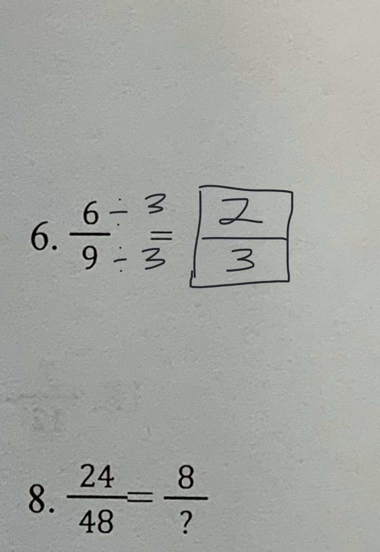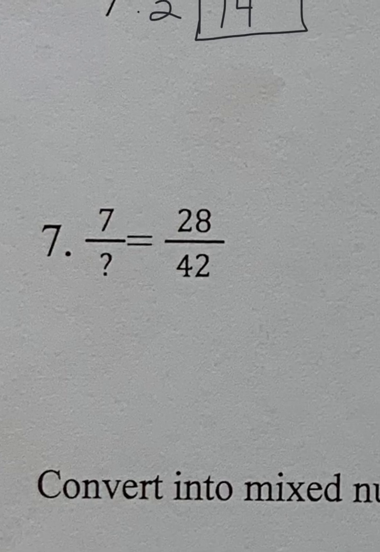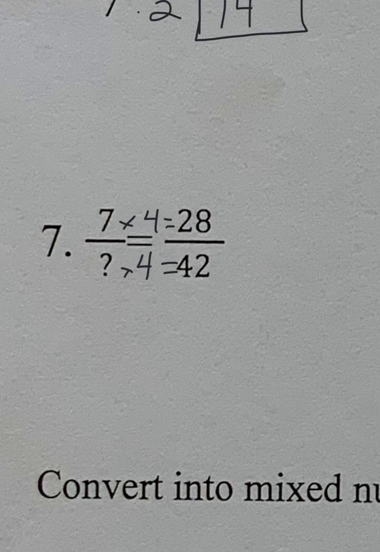Alright, let's move to question 7. This one's a little different. It's 7 over something equals 28/42. The first step that I'm going to do is do 7 times something to get me 28. I know that 7 times 4 gets me 28. But what I do to the top, I also have to do to the bottom. So the question mark times 4 has to get me 42. My job is to find what the question mark equals.